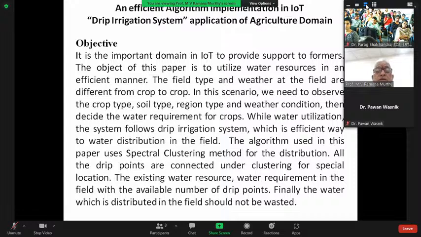The algorithm used in this particular problem is the spectral clustering method, which I have used for the distribution. All the drip points are connected through a graph, under clustering for spatial location. Considering existing water resources and the water requirement in the field with the available number of drip points, finally the water distributed in the field should not be wasted. That's our intention, and using this we developed it.